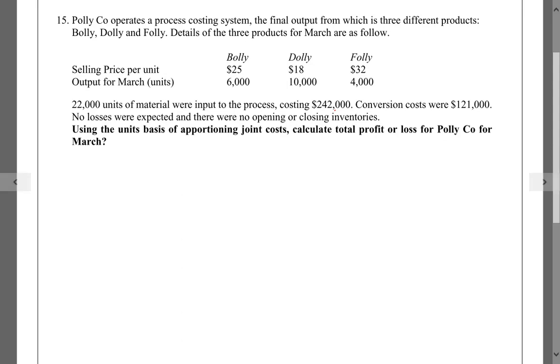So we have selling price for Boly, Dolly, Foley. Output is 6, 10, 4. Normally our question is our input and 1 output. Now I have 3 output, means joint product, joint product, joint product, B, D, and F. So what is the total output for all 3?